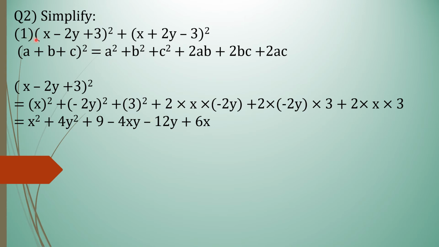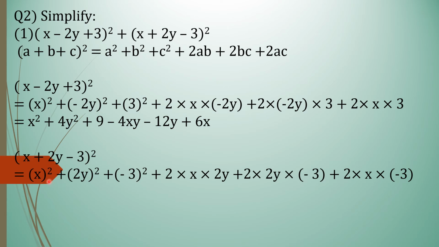Now we have solved this part, that is (x - 2y + 3) the whole square. Now let's solve this second part individually: (x + 2y - 3) the whole square. Same formula we'll use, students. So it will become x the whole square plus 2y the whole square plus (-3) the whole square, plus 2 into x into 2y, plus 2bc, so 2 into 2y into -3, plus 2ac according to the formula, so 2 into x into -3. So let's find out the values.